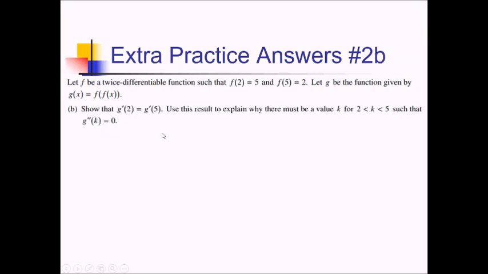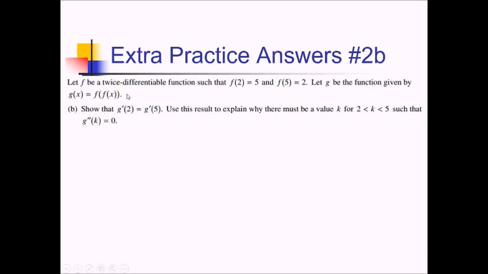For this part, we're being asked to show that g prime of 2 equals g prime of 5, and then use that to explain why there's some k value where g double prime equals 0 on the interval from 2 to 5. All right, so one thing at a time. Let's do this first part here.